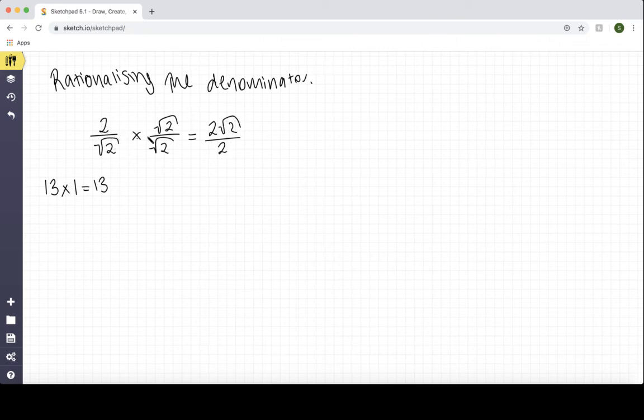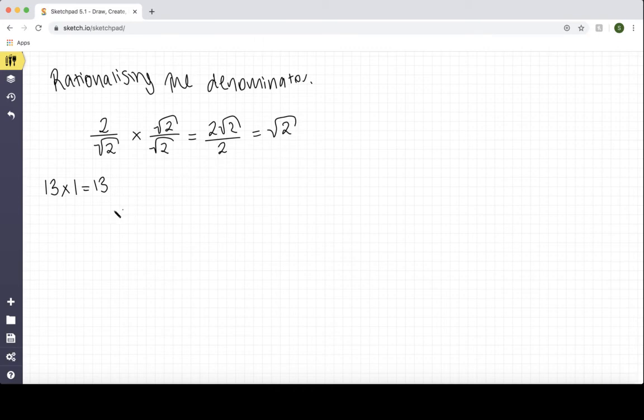They're equal to the same thing. It's just we've timesed it by 1. So they're still equal, it's in a different form. And now we can simplify this because we've got 2 on the bottom and 2 on the top. So we can divide this, and so this is just equal to the square root of 2, right?